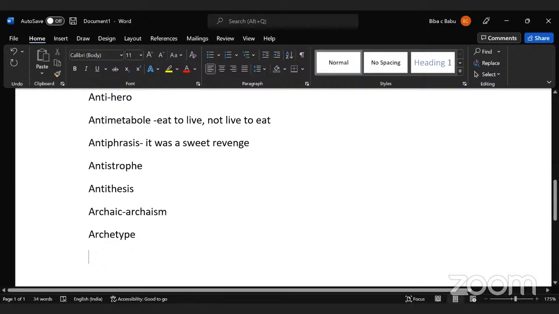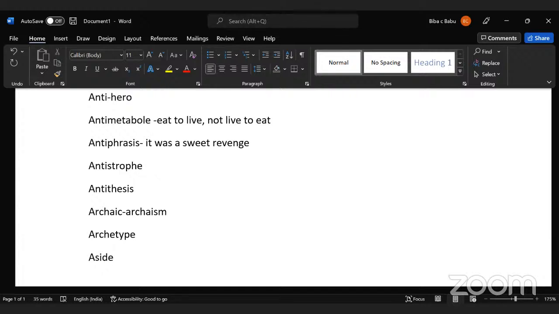archetype. An archetype is a character who represents a certain type of person. When you say a certain type of person, we use a certain character. For example, when you talk about the Ramayana, there is Sita. And Sita is represented as an ideal Indian woman. So this Sita is an archetype. Sita in the Ramayana is considered an archetype of the ideal Indian woman.